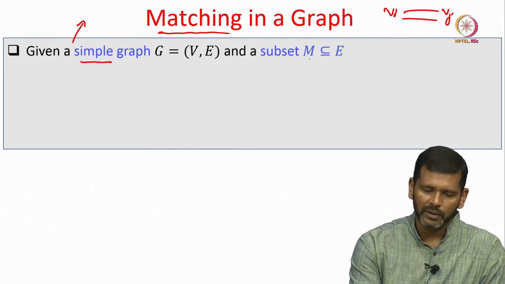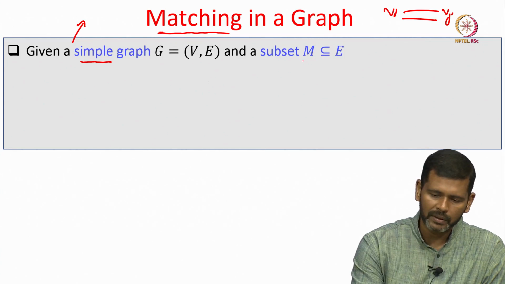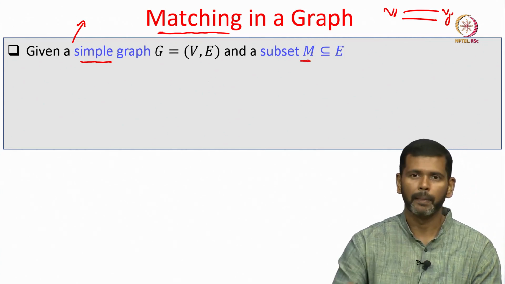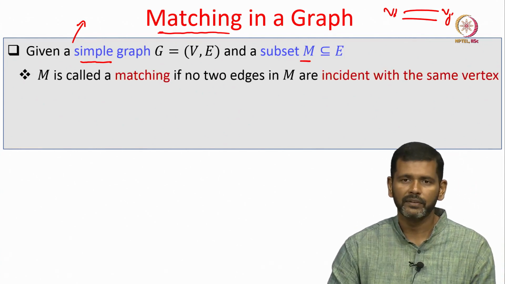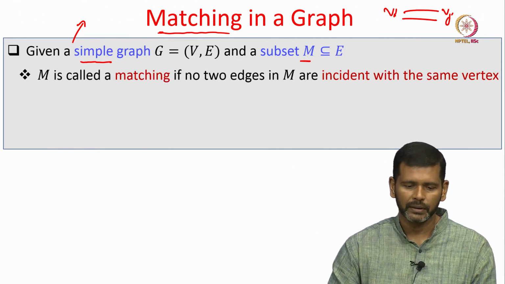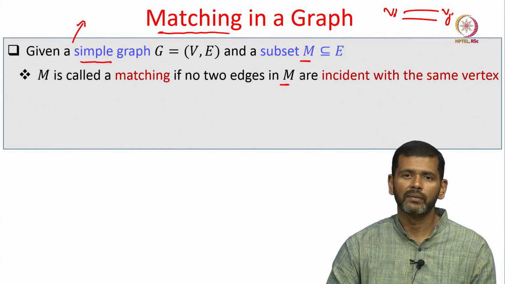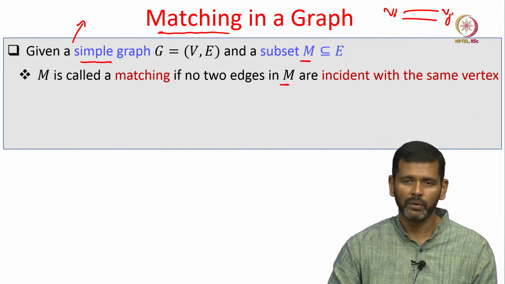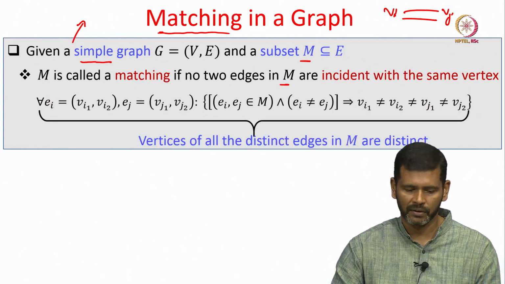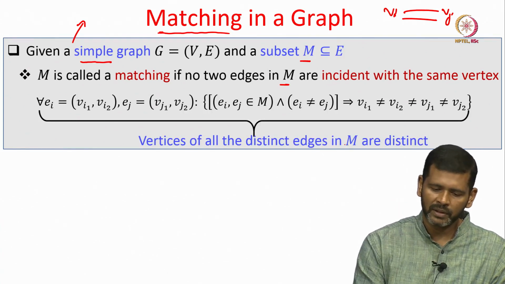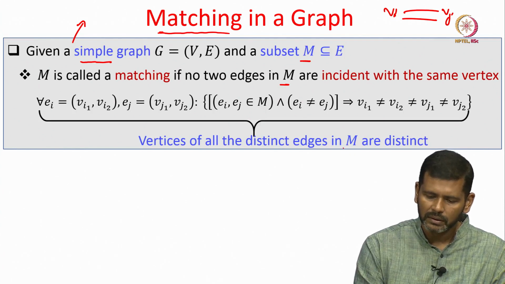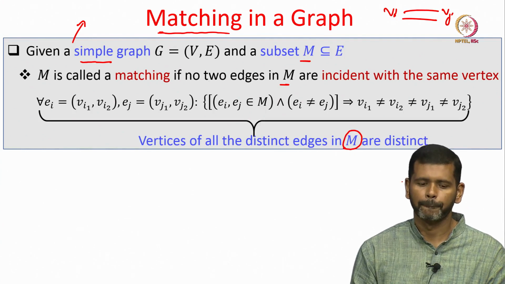So, assume you are given a simple graph and a subset of edges M, then that subset of edges M is called a matching if no two edges in M are incident with the same vertex. That means, no two edges in M share a common vertex, or in other words the vertices of all the edges in M are distinct.